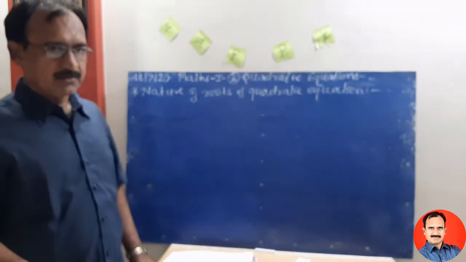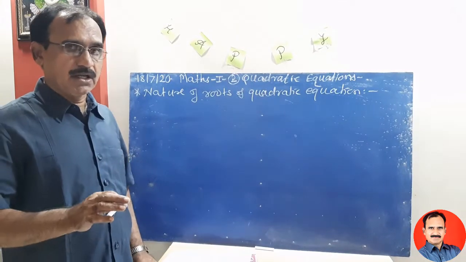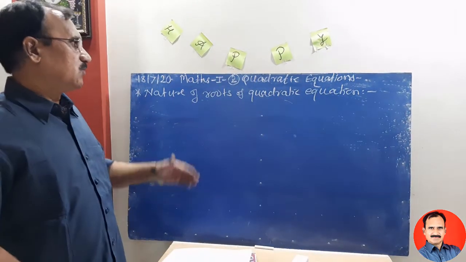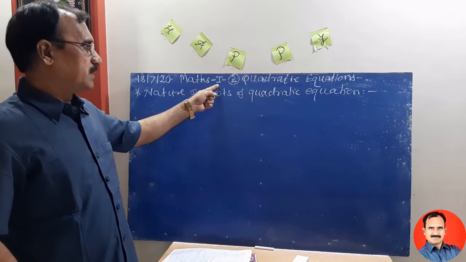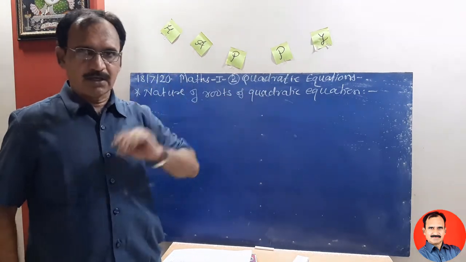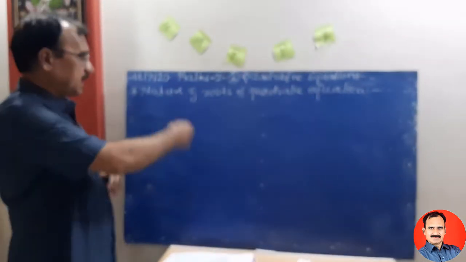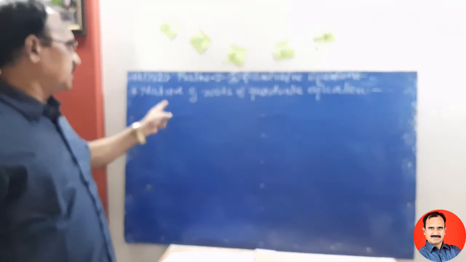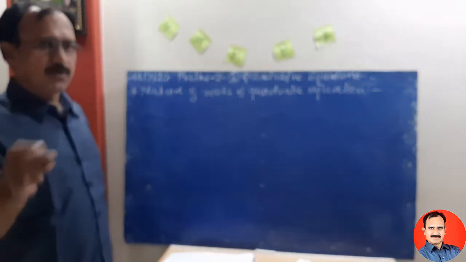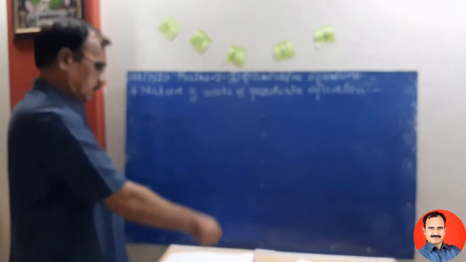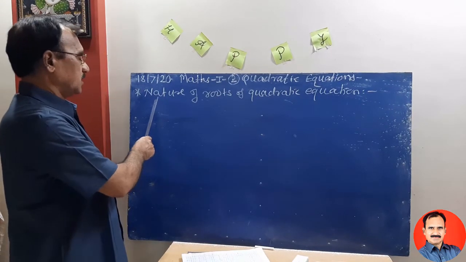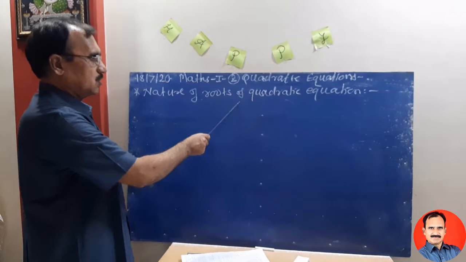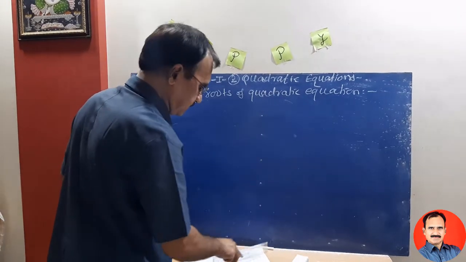In the previous period, we saw how to solve a quadratic equation by the formula method. Now our next article, Maths 1, Quadratic Equations, second chapter, is very easy for you. This next article is again very easy, but it is a new concept for this year. Which is our next article? See here: nature of roots of a quadratic equation.